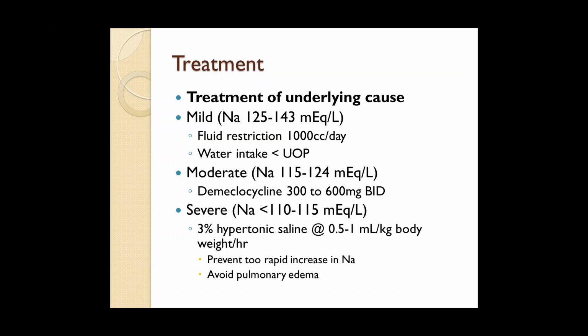Patients who develop severe hyponatremia or SIADH will have a sodium of less than 110 up to 115 milliequivalents per liter, and oftentimes, in fact almost always, require hospitalization in order to facilitate intravenous 3% hypertonic saline. This is given at a relatively slow rate of 0.5 to 1 milliliter per kilogram of body weight an hour. This solution is given in this fashion in order to prevent too rapid of an increase or correction in the serum sodium, which can result in complications such as pulmonary edema as the fluid shift reverses.